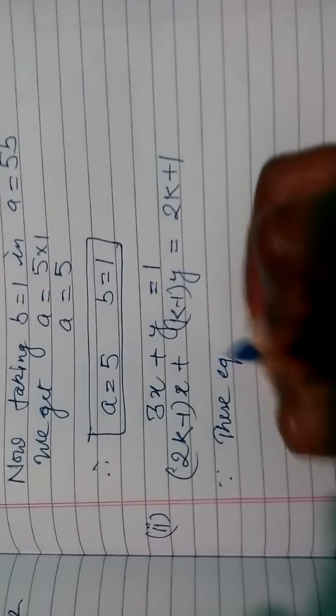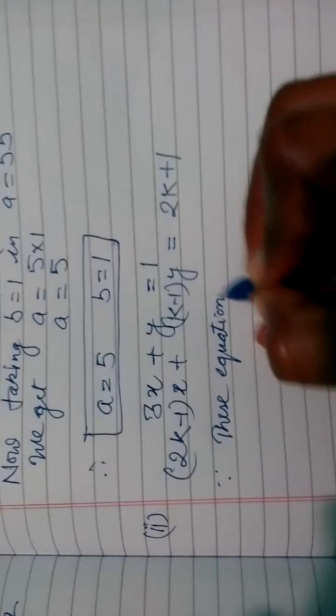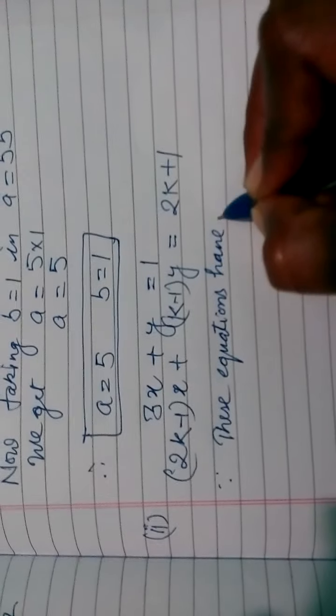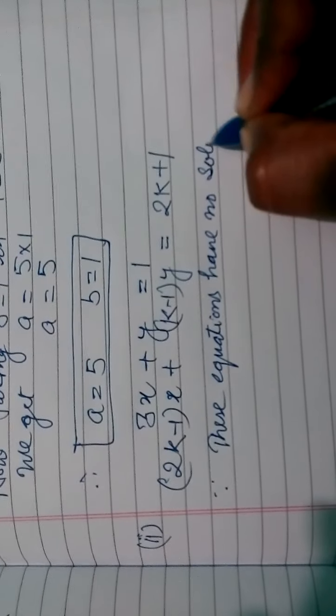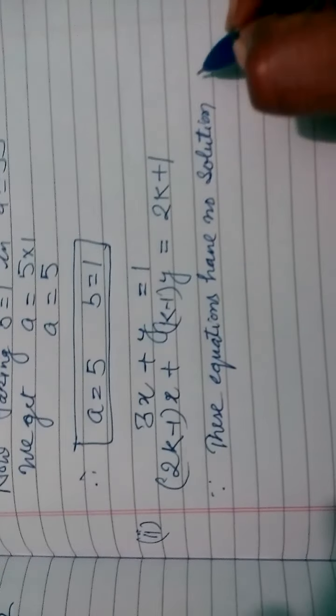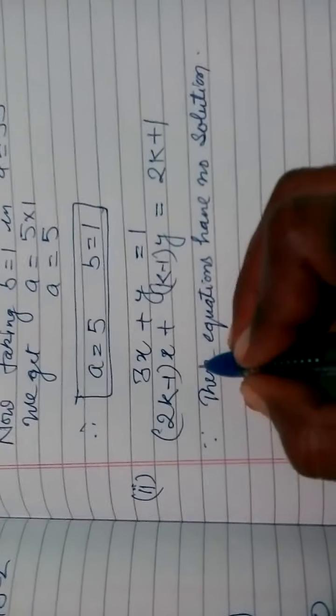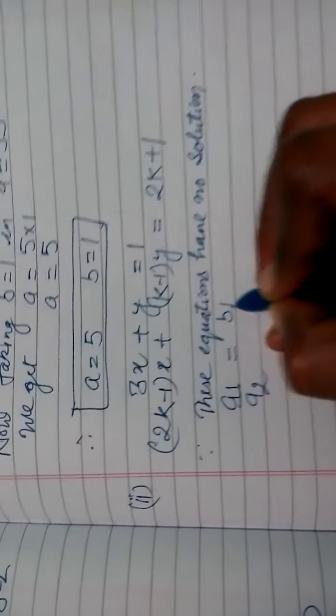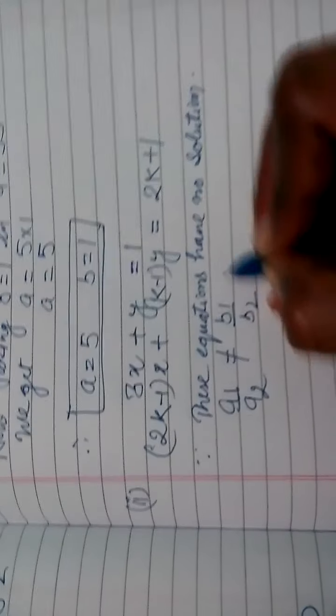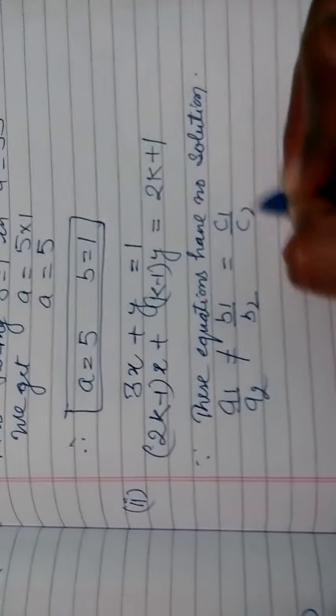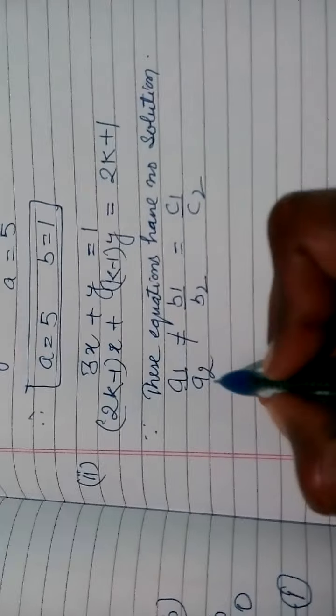Because they have said that these equations don't have any solutions, recall the condition for that. It is given that they have no solutions. So what is the condition for no solution? That is a1 upon a2 is not equal to b1 upon b2, but equal to c1 upon c2. Now put the values of these coefficients here.